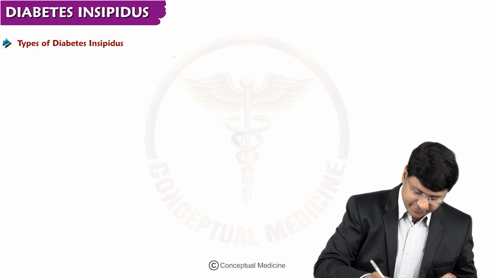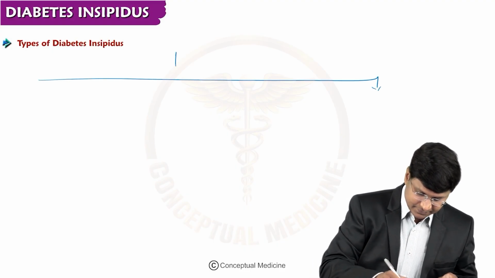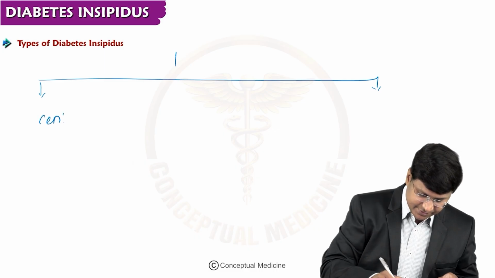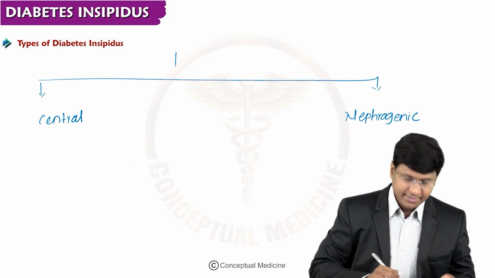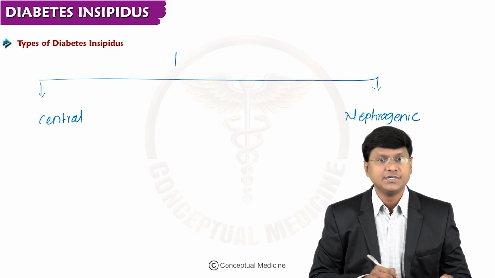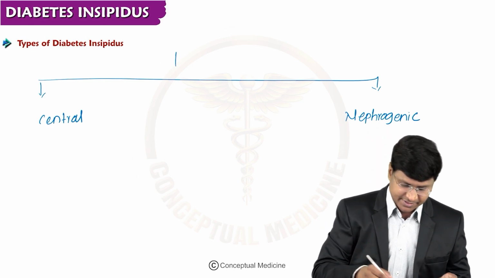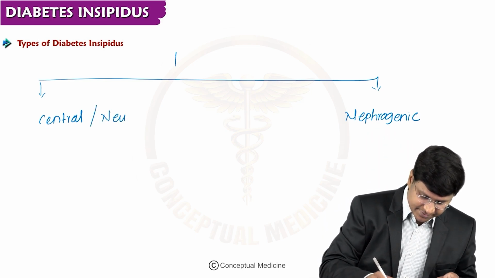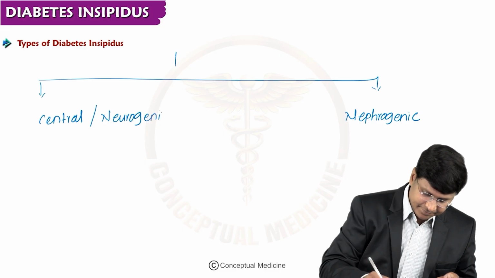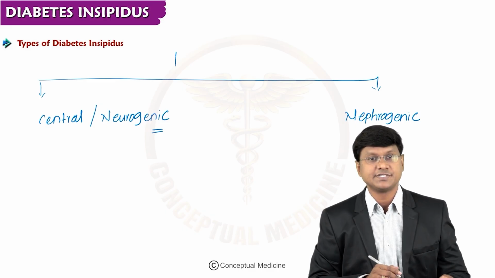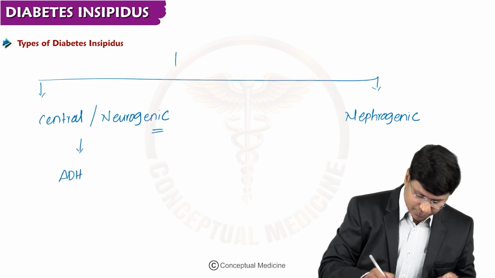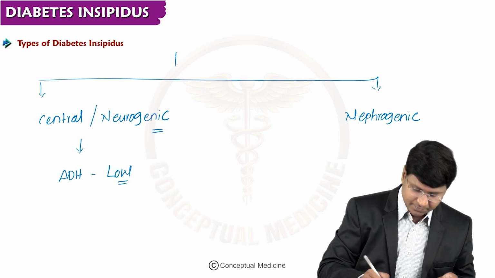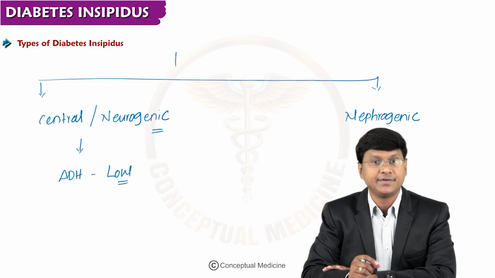If you take the types of diabetes insipidus, we have central diabetes insipidus and the other one is nephrogenic diabetes insipidus. Now, what do you understand by the word central diabetes insipidus? This is also called neurogenic diabetes insipidus. In these individuals, the levels of ADH are low. There are low levels of the antidiuretic hormone.